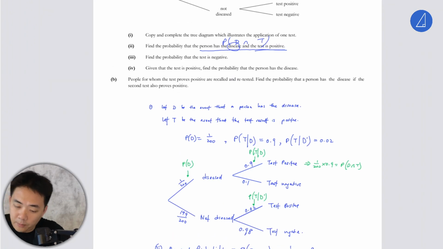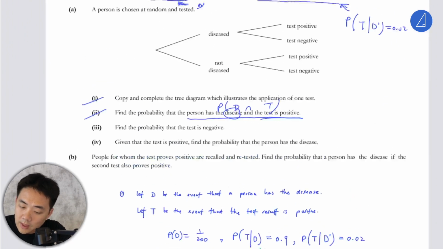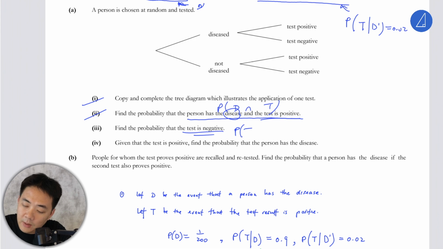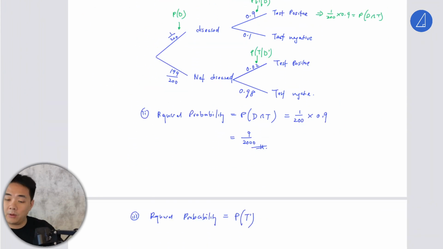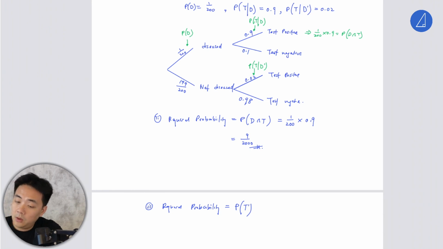Okay, fine. So parts 1 and 2 are done. The test is negative, meaning you want P(T prime), right? Part 3: P(T prime) is where you add everything which has T prime. Part of the T prime will be in the disease group, and part of the T prime, test negative, will be in the non-disease group. So you just add both these probabilities together. So it's adding these two branches, plus 199/200 times 0.98.